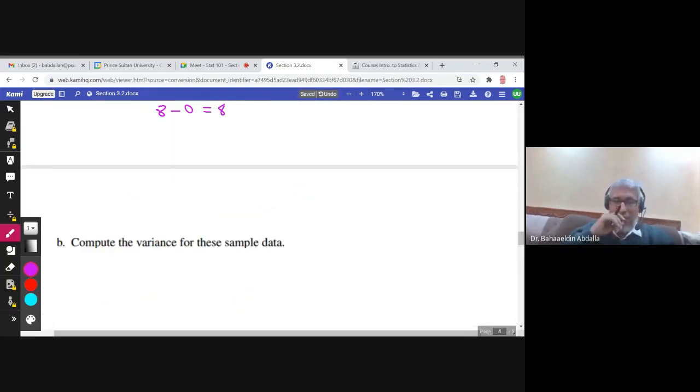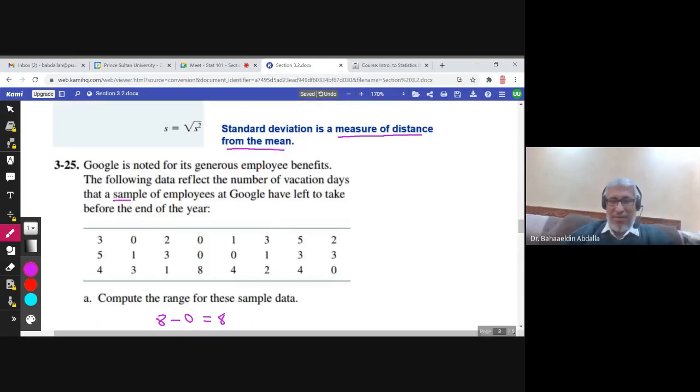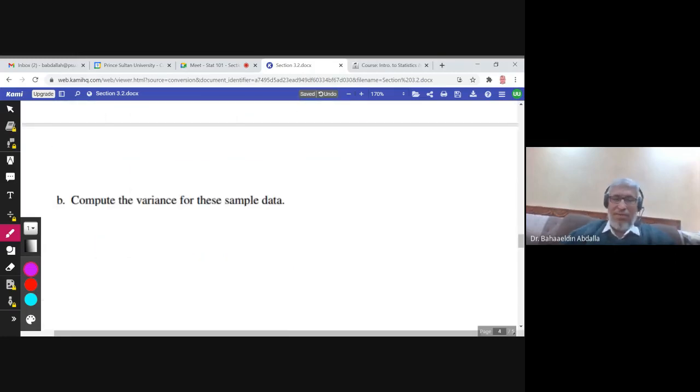Now to compute the variance for this sample data, he said that it is a sample. So we will use the symbol of the sample, which is S square. And we know that S square by definition is summation x square minus summation x all square over n, all over n minus 1. We can use the calculator to evaluate S square quickly, and we can also find summation x square and summation x from the calculator. So we can use the formula and the calculator together.